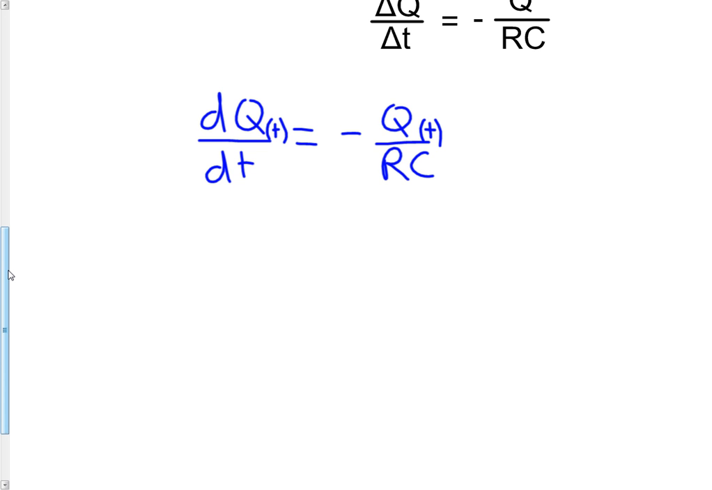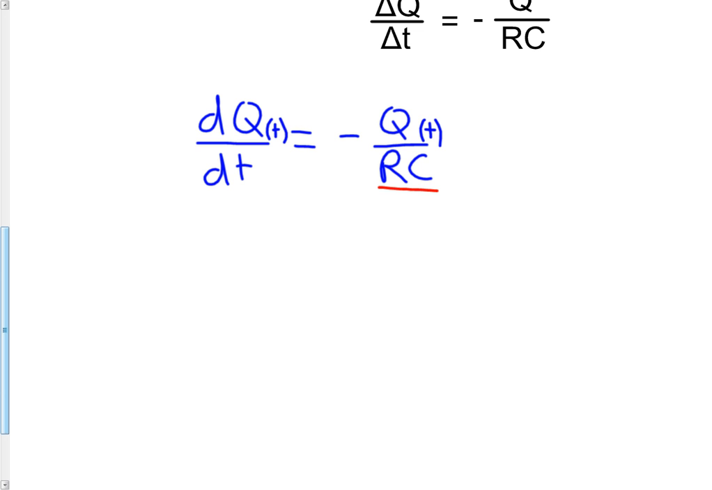So you can just look at it and think, well, what when I differentiate it gives me back the same thing multiplied by just some constant, which is this minus 1 on RC bit. What when differentiated gives itself times a constant? That would be an exponential function.